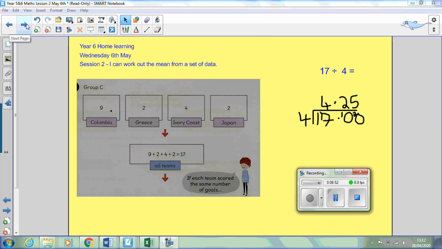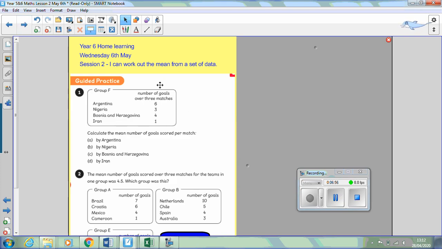We'll now move on to the guided practice. Now just be careful with this one, because although it looks the same, it's slightly different in terms of what you have to do. We've got Group F here, and it says the number of goals over 3 matches. Argentina done quite well, must have something to do with Messi playing for them. Nigeria 3, Bosnia and Herzegovina 4, and Iran 1.